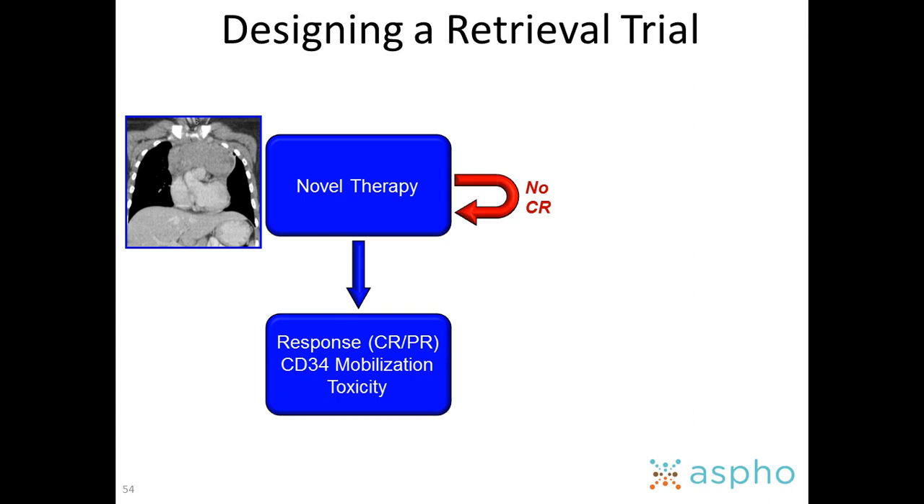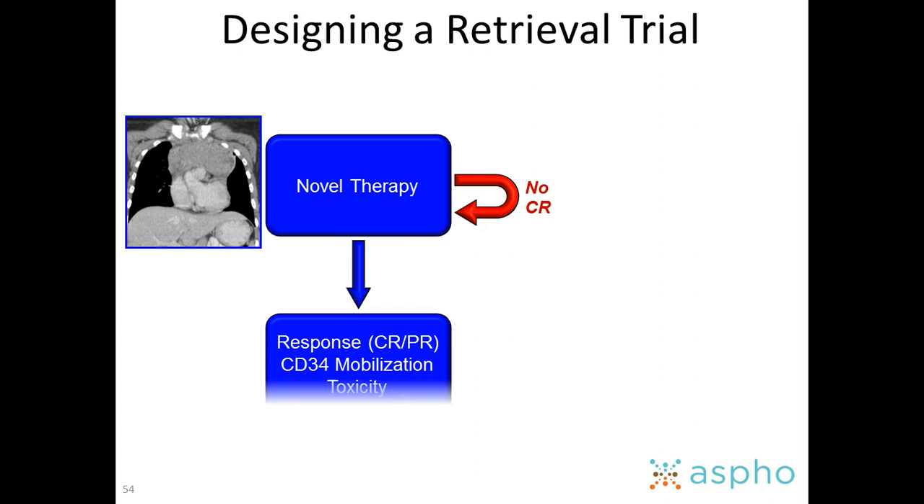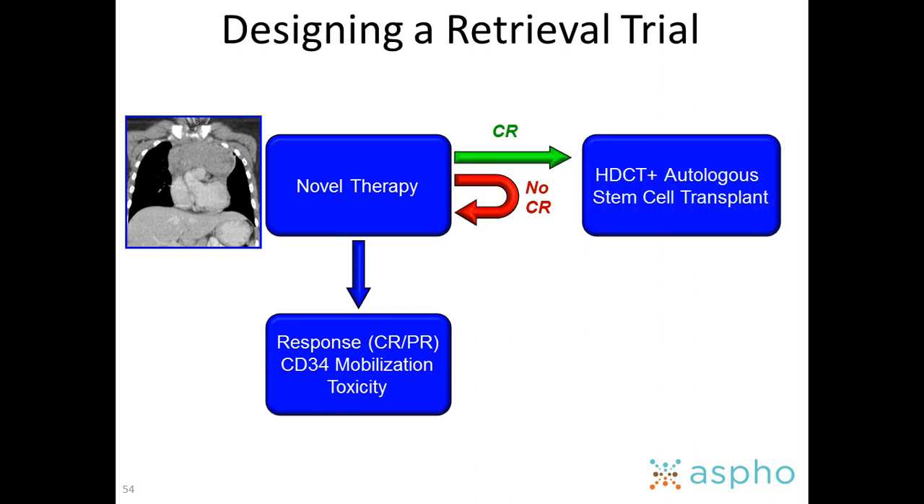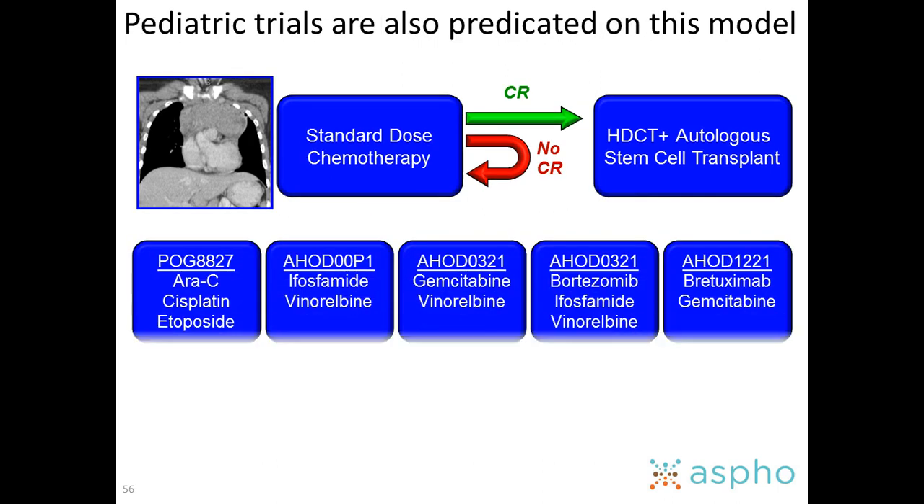If they're not in CR after a cycle, you do it again. If they're still not in CR, you do it again. And you keep going until they're finally in a CR or they progress. If they're in a CR, you go to transplant. That has been the paradigm for how the adults have done it. That has been the paradigm for how the pediatricians have done it.